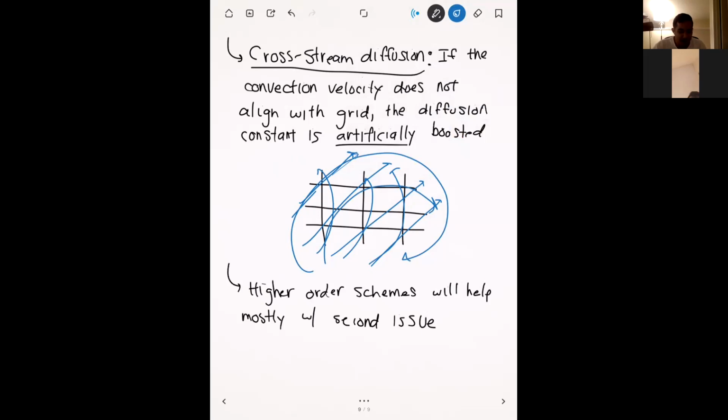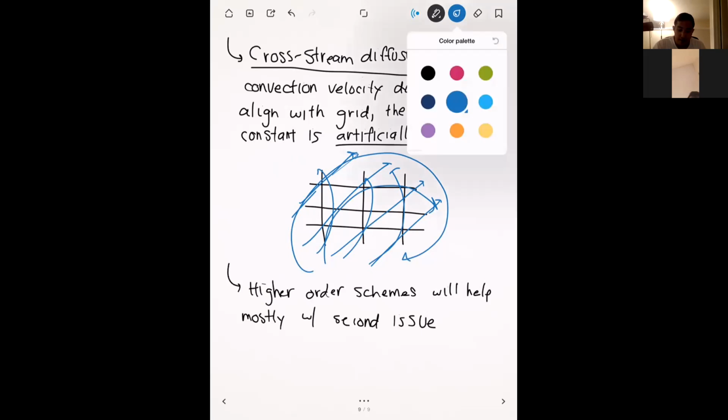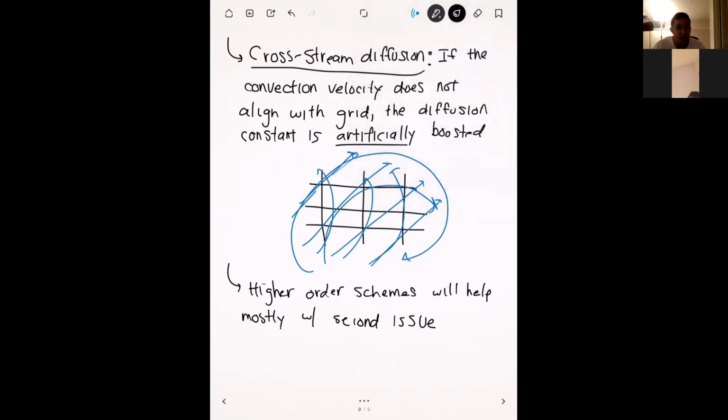So rotating the grid works for very simple problems with the velocity going in one direction. But believe it or not, I think the simpler thing would be to use these higher order schemes, because if you rotate your grid, you also have to rotate your boundary conditions, and you have to be careful about how you treat those. All right, any other questions on this?